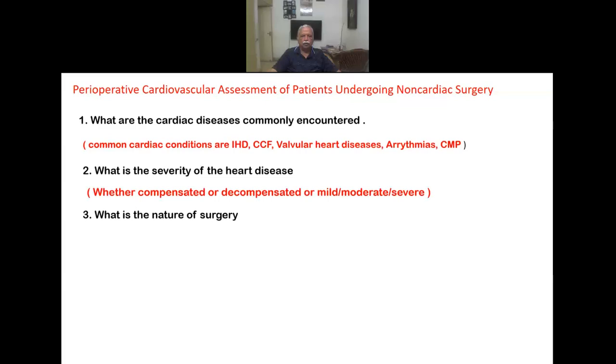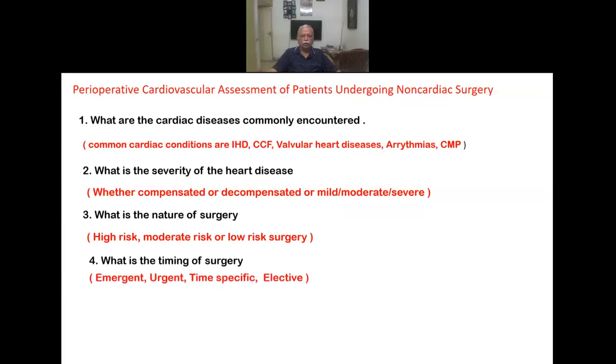Now, my next question, what is the nature of the surgery that the patient is coming to? It is a high risk surgery, moderate risk surgery, or low risk surgery. And you can give one or two examples for all these things. And what is the timing of surgery? This is what you started off first. So, what is the timing of surgery? Whether it is emergent, urgent, time specific, or elective. These are the 4 categories. So if it is an emergency surgery, there is no question of asking any more questions. Straight away you proceed.